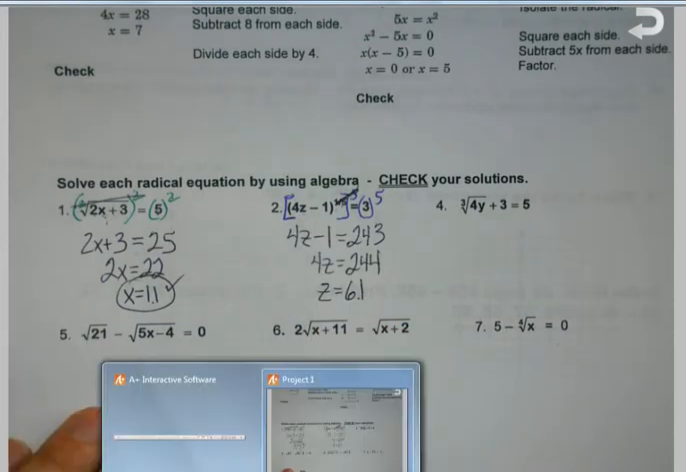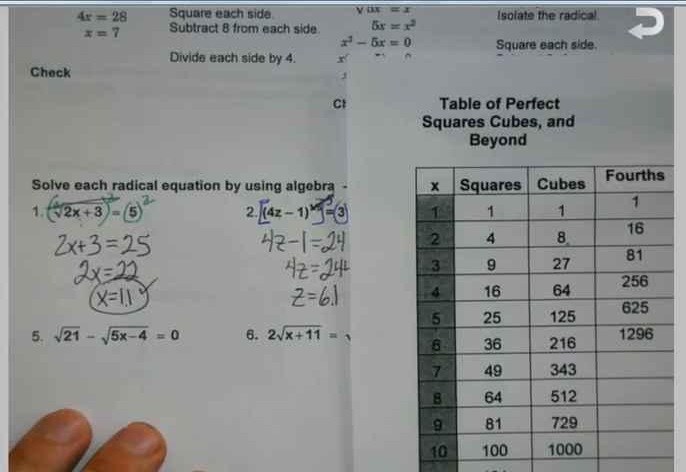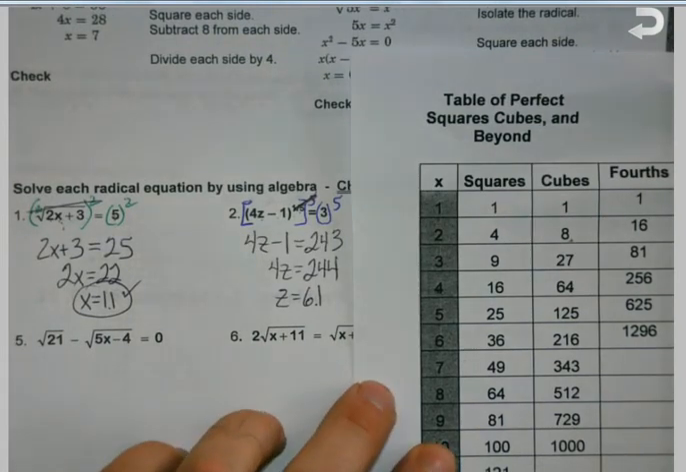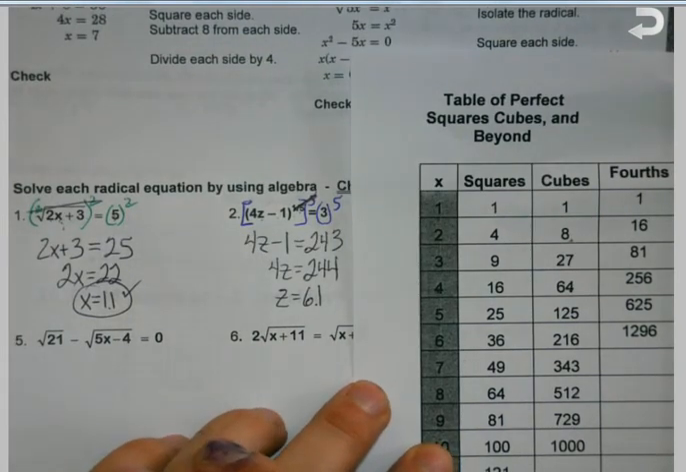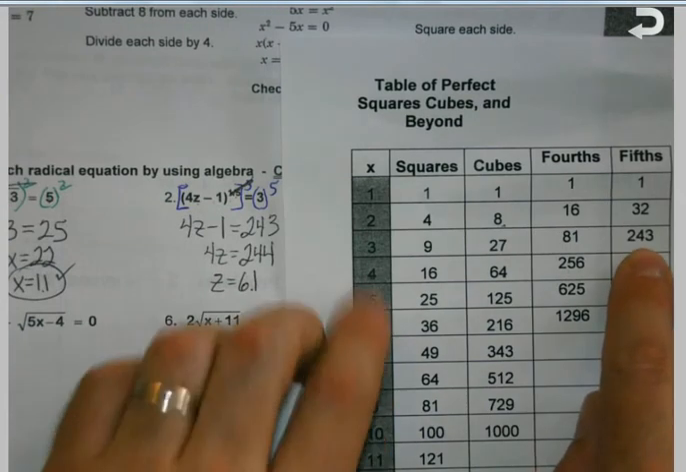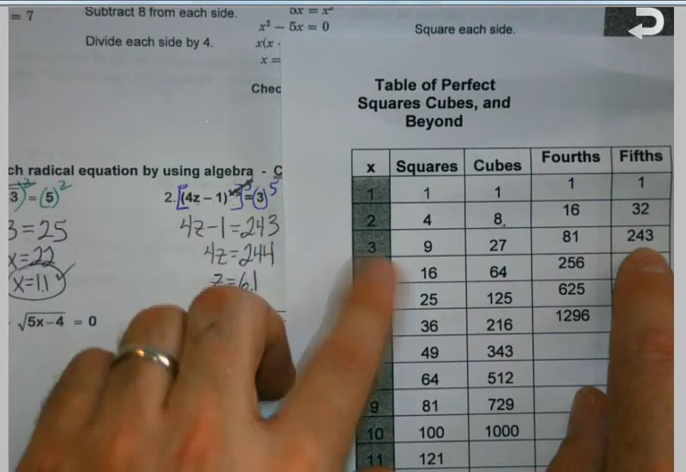May not know that one off the top of my head yet, but there's a couple of ways I can double check here. One of them is, if I've got my chart out here still, I'm like, let's see here. So 61 was 243, and I'm looking at the fifths. There's my fifths. And 243 to the 1/5 should be 3, and it is.